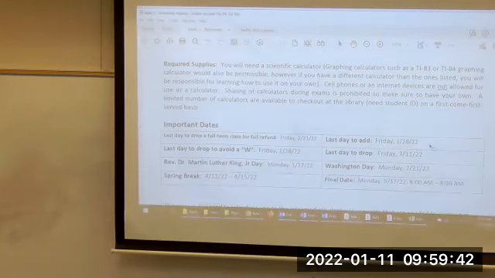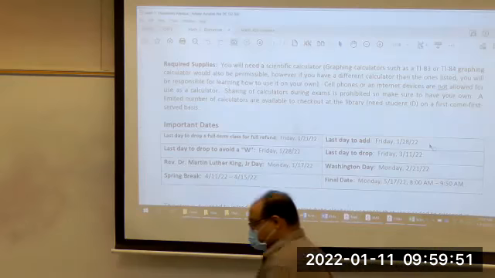Supplies. You need a scientific calculator. You don't need a graphing calculator, but you need a scientific calculator. You need something like this.